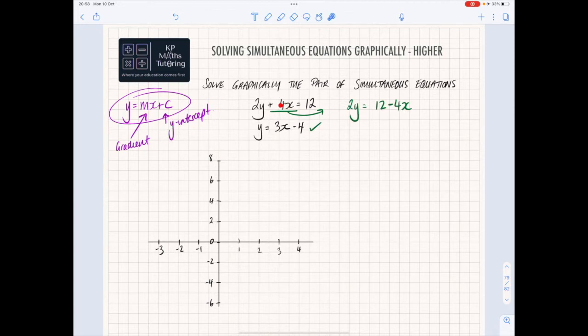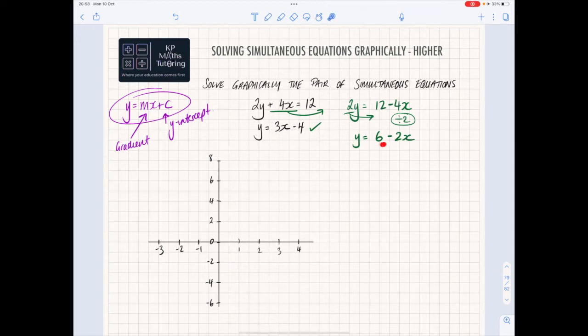Remember, if you're moving something over an equal sign, it becomes a negative if it is a positive. So if it was a negative on this side, it would become a positive, so it changes sign. And then to get rid of this 2, I'm going to divide all this side by 2. So y is equal to 6 minus 2x.